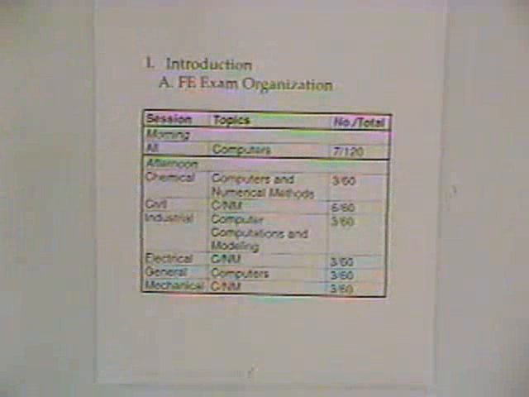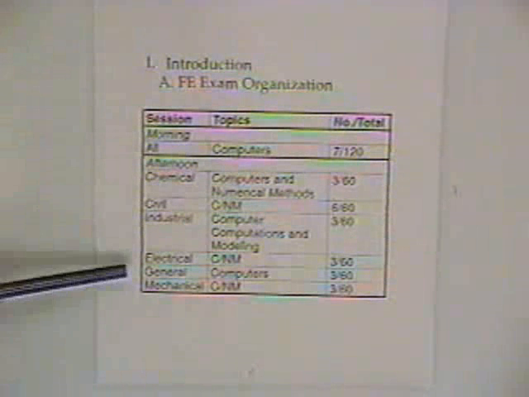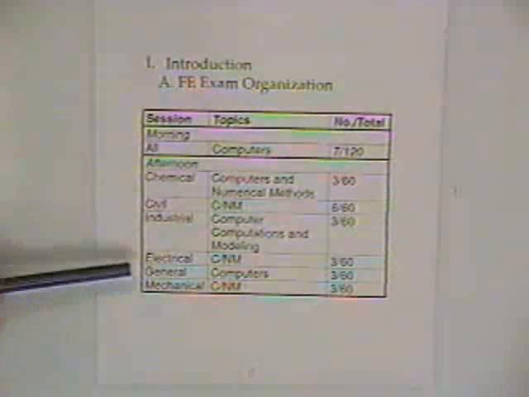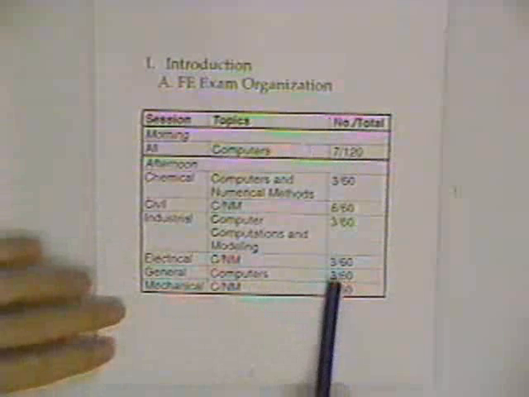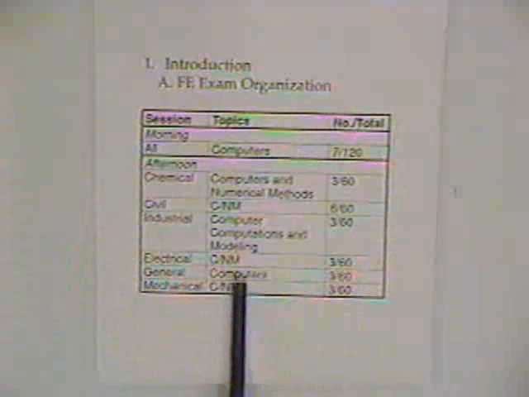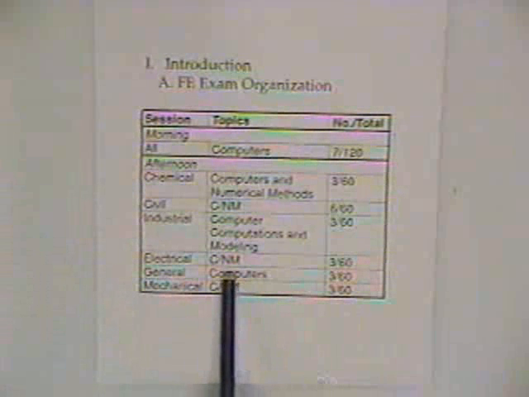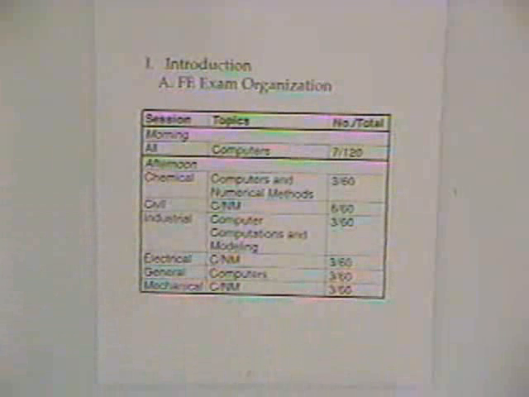exams based on what area of engineering you choose to specialize in. If you choose the general exam, you will be having 3 questions out of the afternoon 60 that all focus on computers. So if you choose to go the general route, all of the questions you'll be dealing with are going to be on computers.